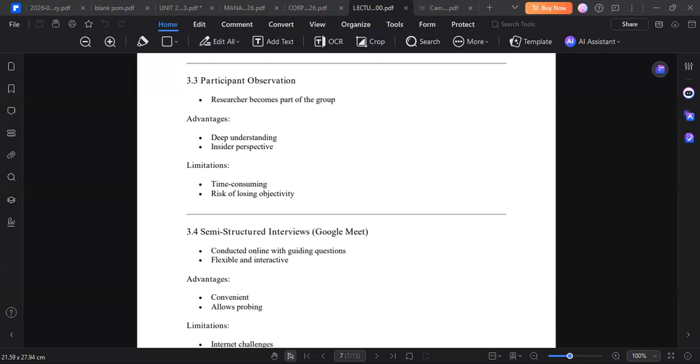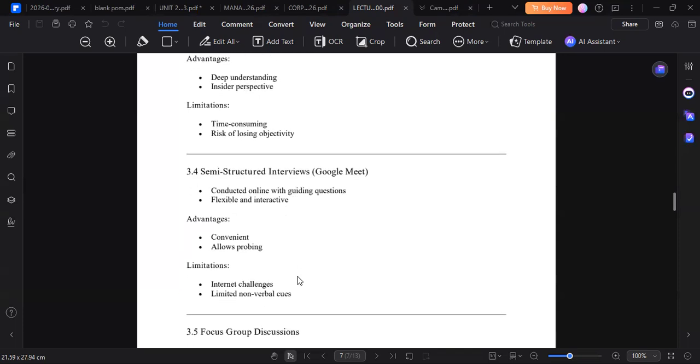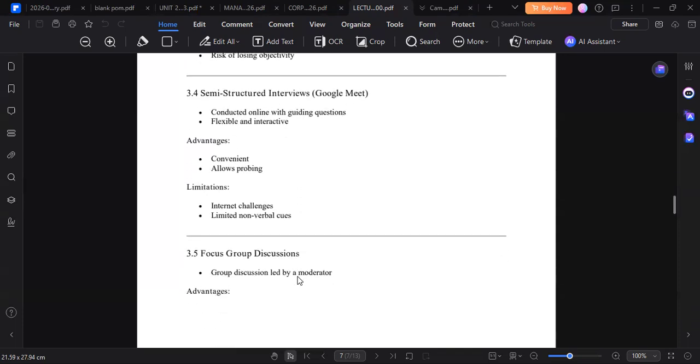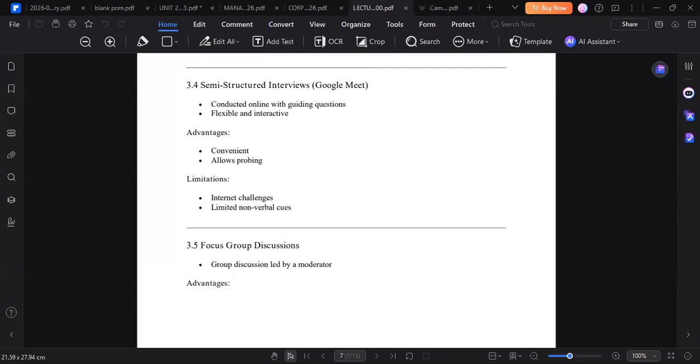Then we also have semi-structured interviews. What are semi-structured interviews? These are flexible data collection methods where the researcher uses a prepared set of open-ended questions. These open-ended questions are used to guide the questioning, and they're flexible and interactive. Okay. Advantages of semi-structured interviews, maybe through Google Meet.